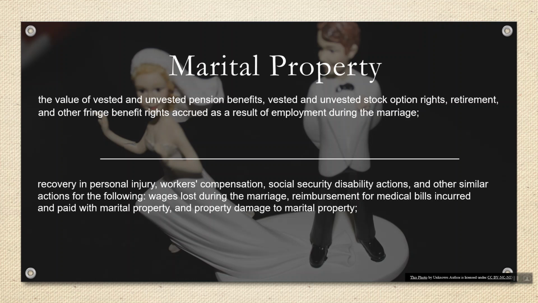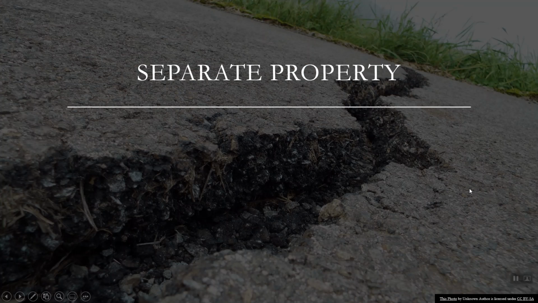And any recovery from any personal injury lawsuit, Social Security, or workers' compensation, for these specific things: wages lost during the marriage, reimbursement of medical bills incurred and paid with marital property, and property damage to any marital property. We're going to see something totally different in separate property. So I think that's interesting.